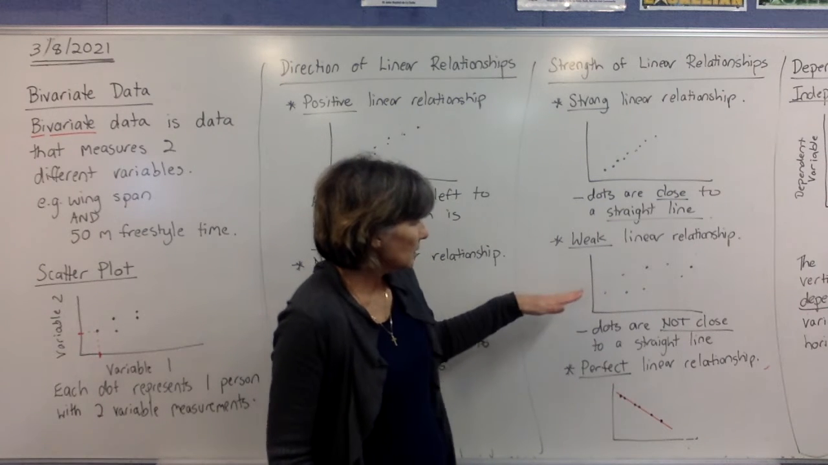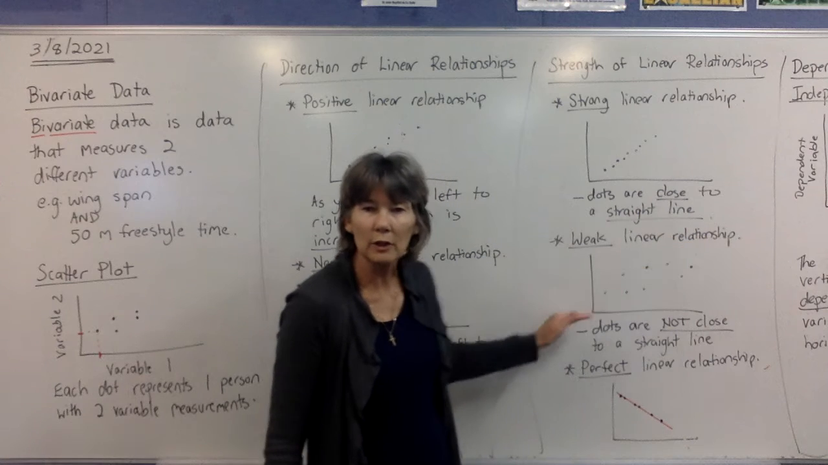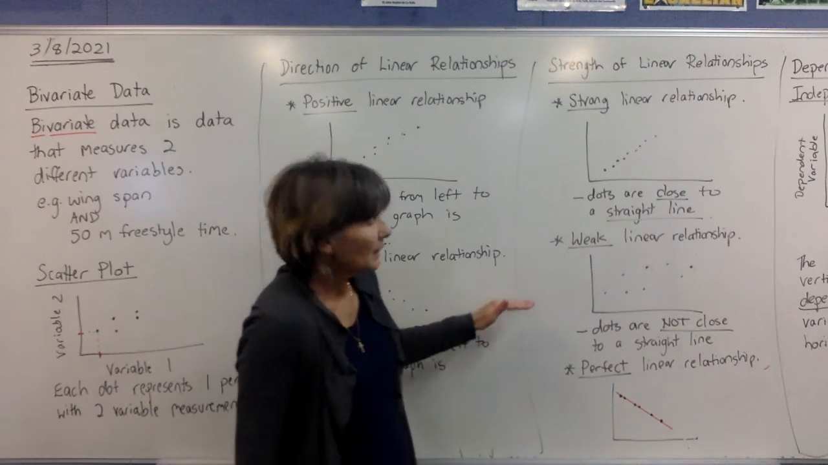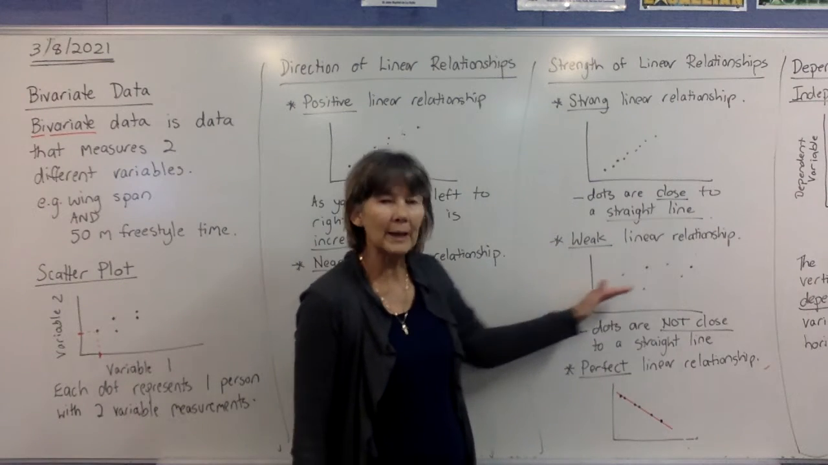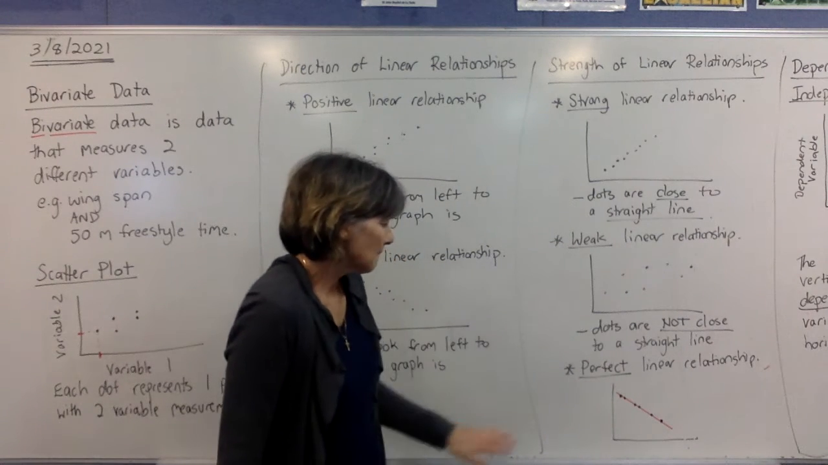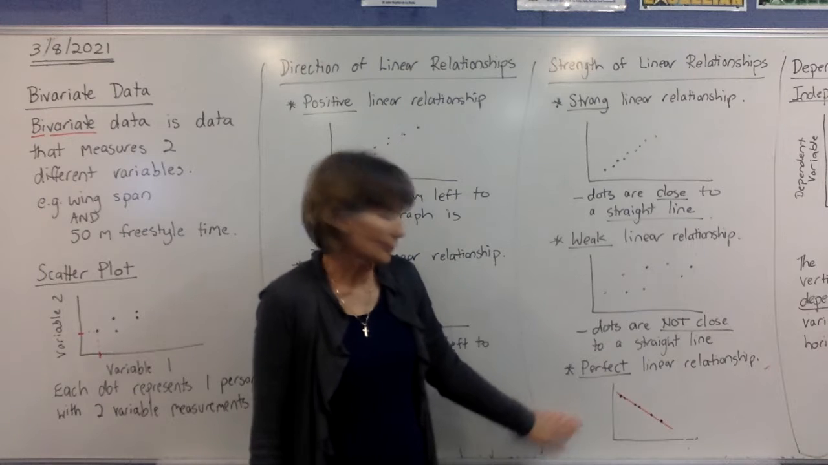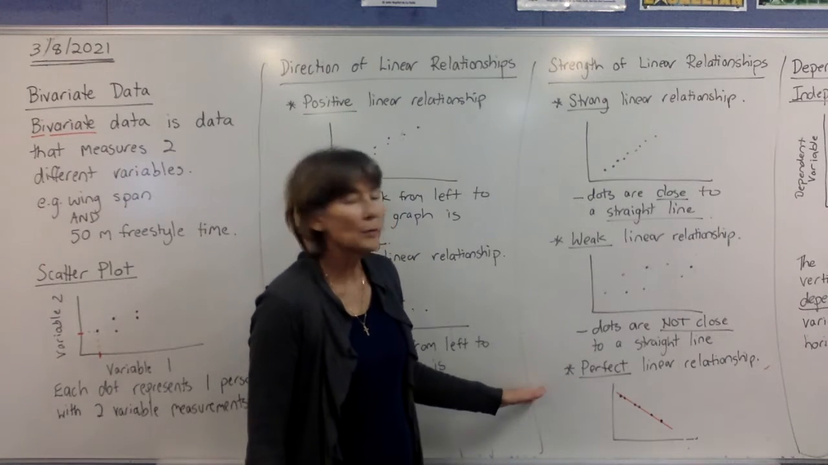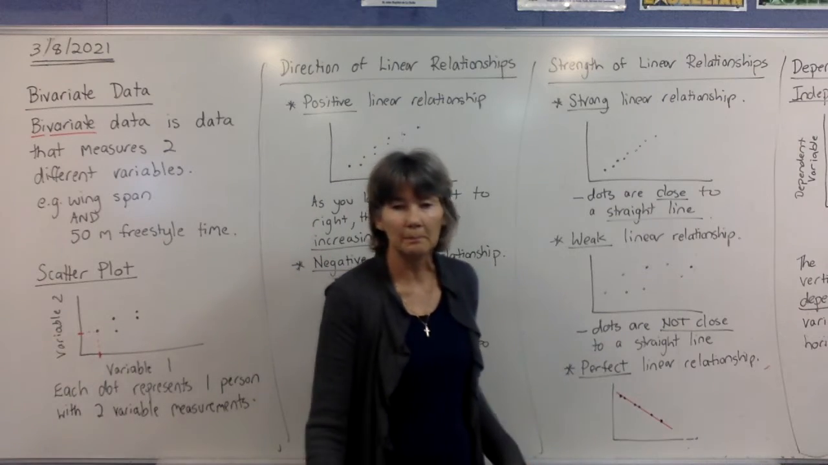Again, this one is actually a positive one, because as you look at it from left to right, the dots are really going up, but it's very weak. So it would be a weak positive relationship. And down the bottom here, we have the dots all falling perfectly into a straight line. So we call that a perfect linear relationship.